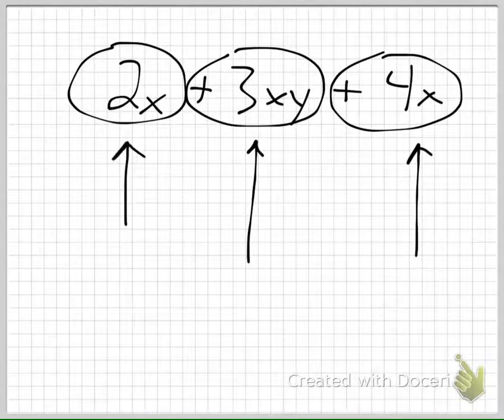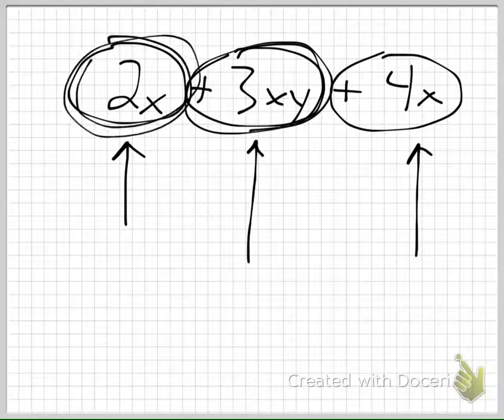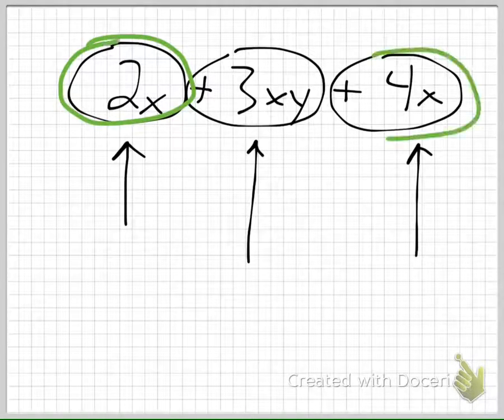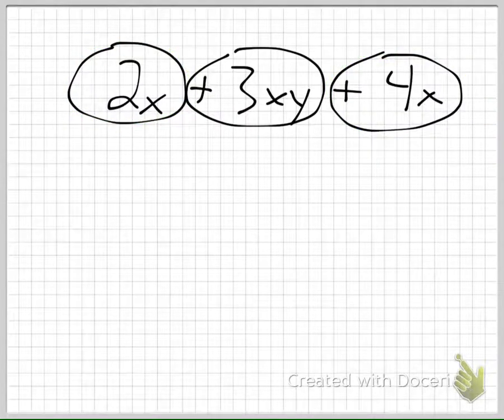What about 2x and 3xy? Are they like terms? No. Okay. What about 2x and 4x? Those are like terms. Here's the deal about like terms. You are allowed to combine like terms.